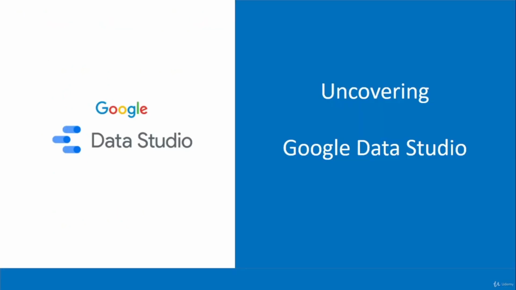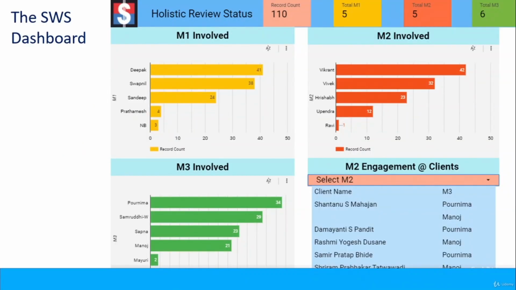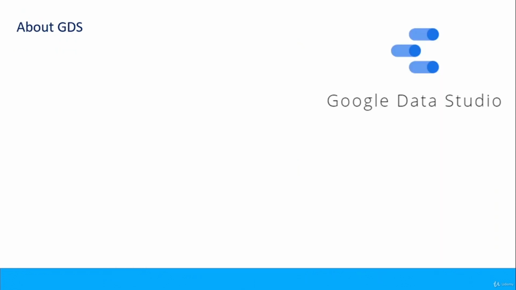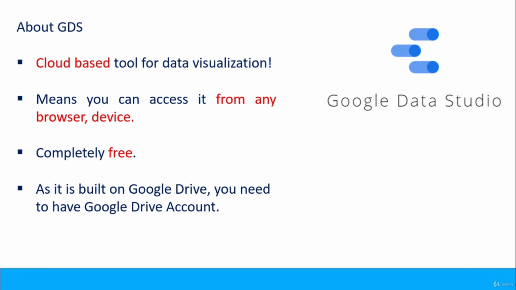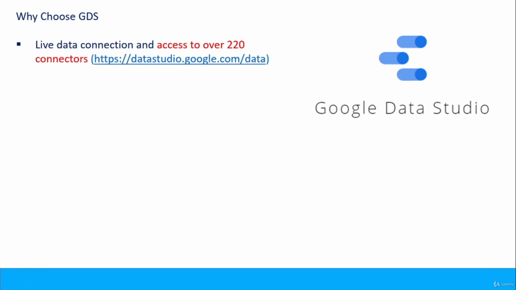Now, uncovering some of the Google Data Studio features. This is a sample dashboard that I have created. It helps me analyze how my people are engaged in different tasks. So this is what we are finally going to create. Google Data Studio is a cloud-based tool for data visualization and it is absolutely free. Because it is cloud-based, you can access it from any browser or device from anywhere, and it is built on Google Drive, so to use it you need to have a Google Drive account.